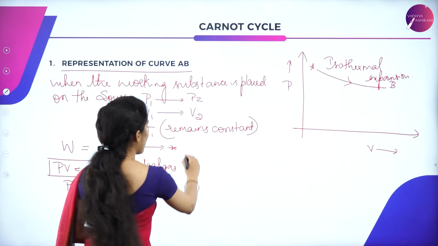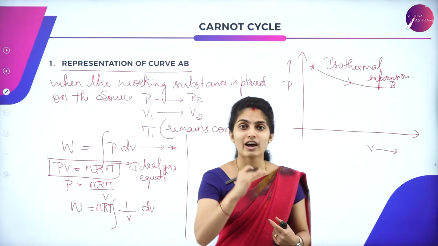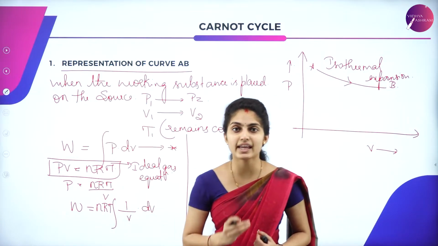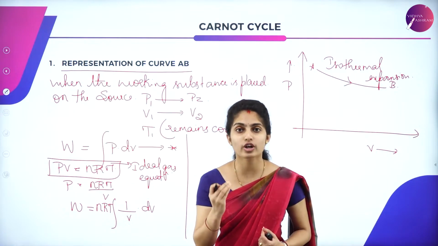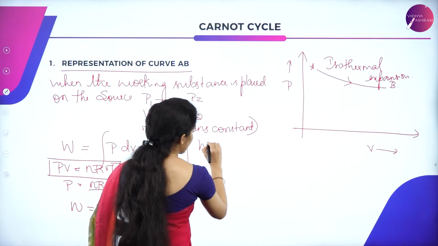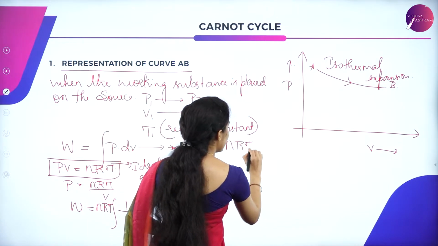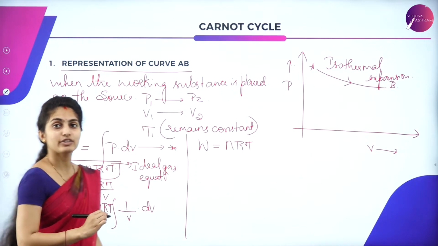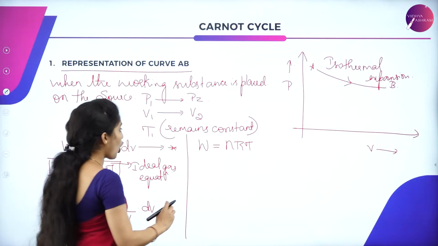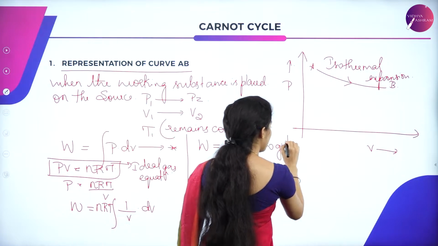So always remember the integration formulas. The integral of 1 by x is equal to log x. That is the formula. So when that is the case, you can write W is equal to nRT, and the integral of 1 by V is log V. I'll write it as log V.